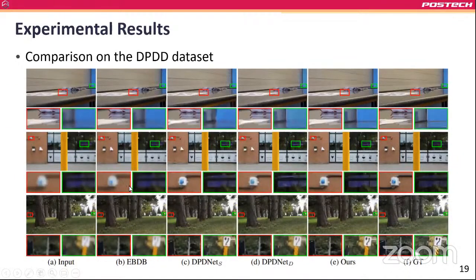This shows a qualitative comparison. Here you can see this is the best previous result, and ours is better. Also here you can see ours is better than the previous one.